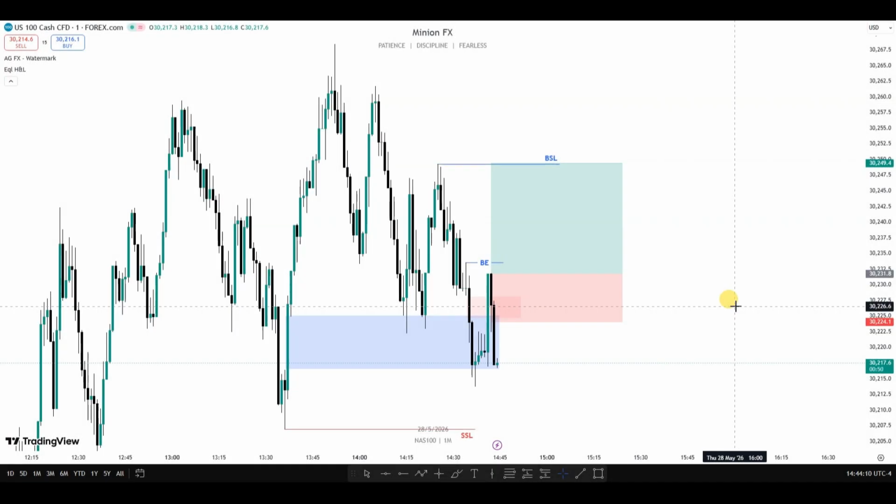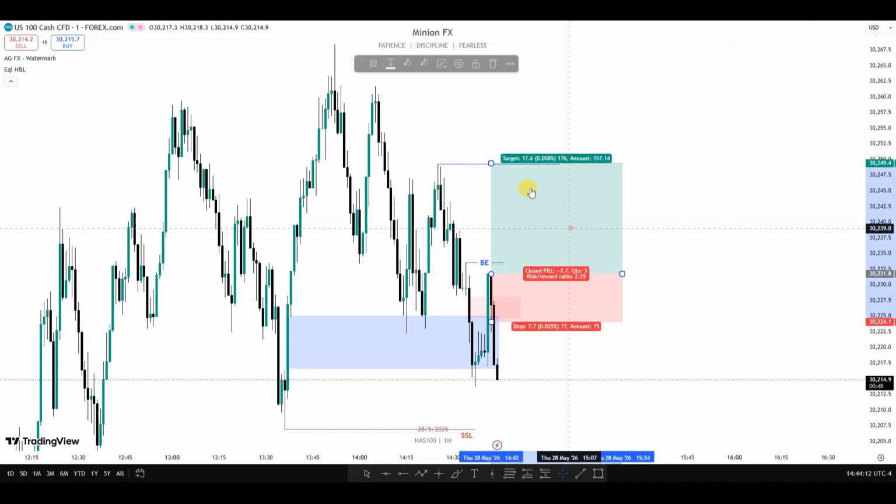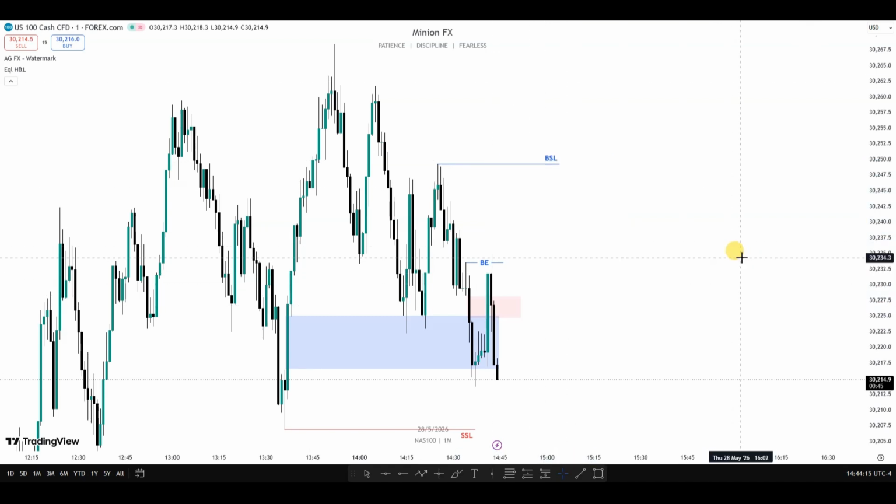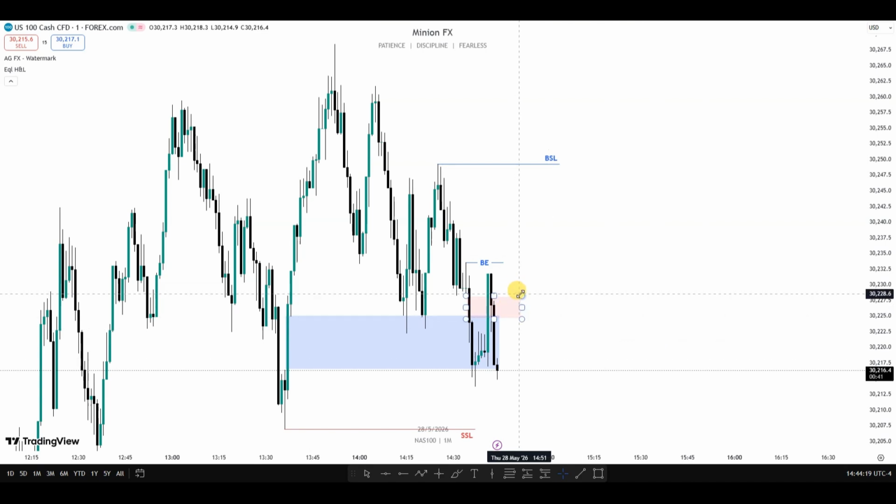So after my last loss, I didn't change my strategy. I didn't start looking for a new model. I didn't revenge trade. I just simply waited for the next clean setup. And right here is exactly where I needed to exercise patience.